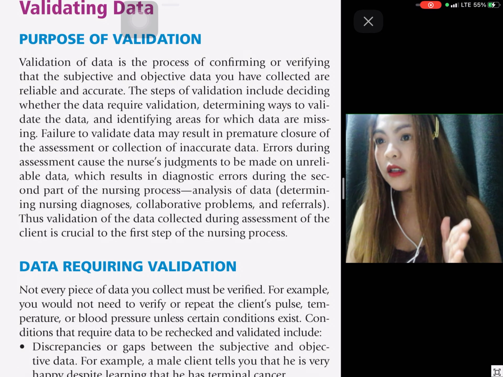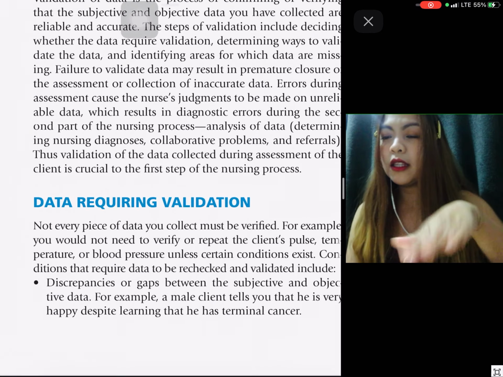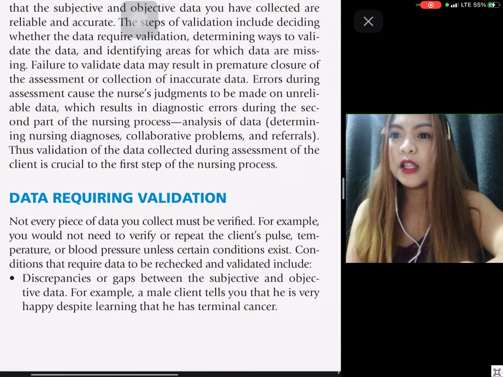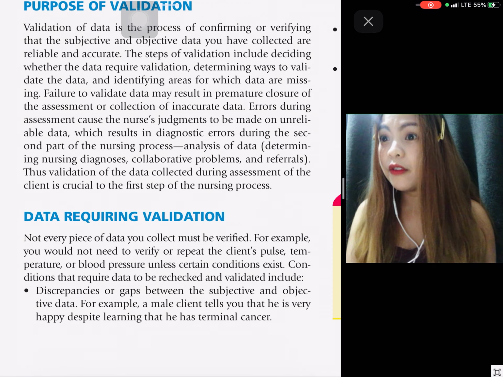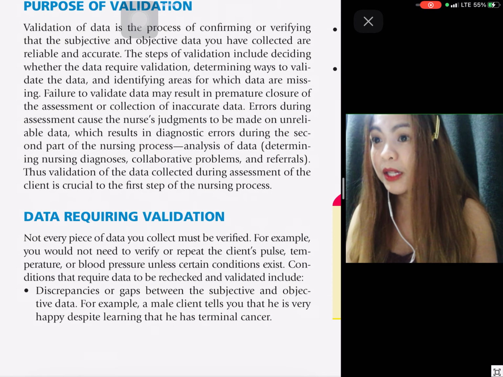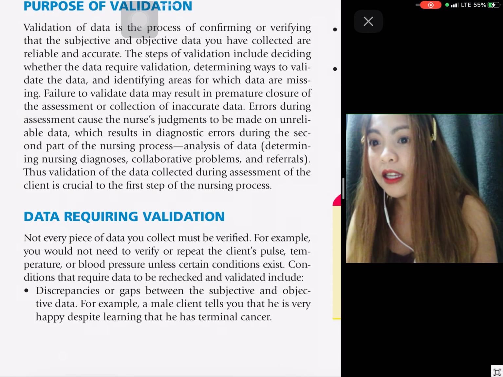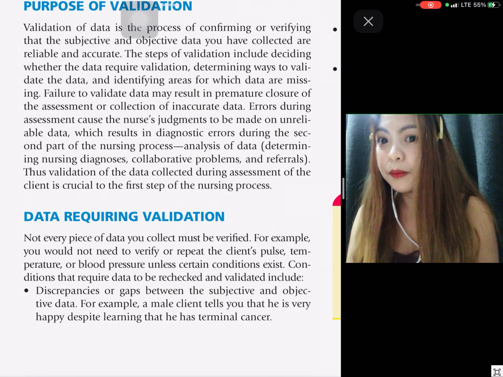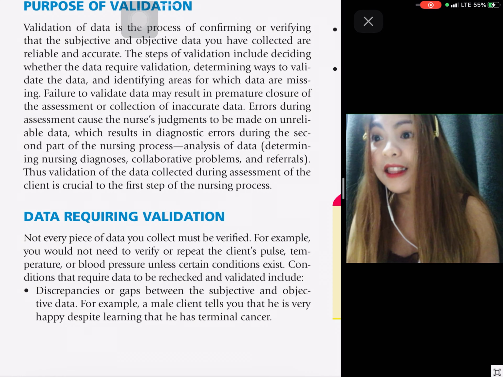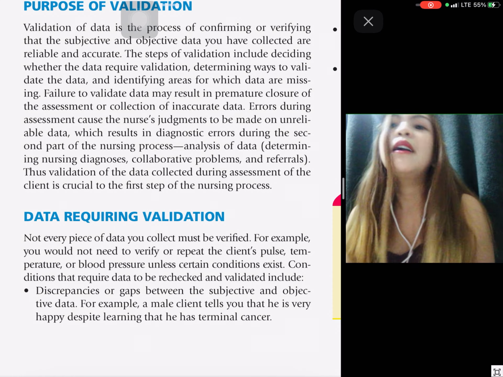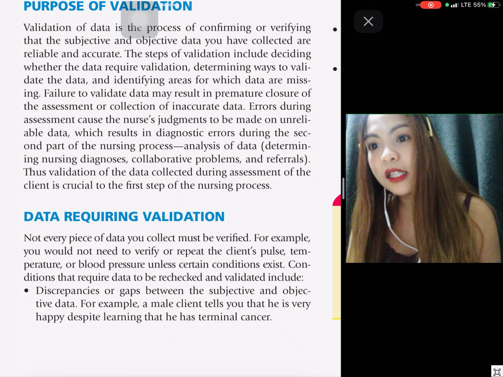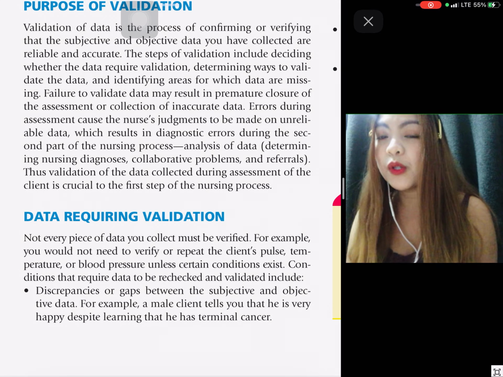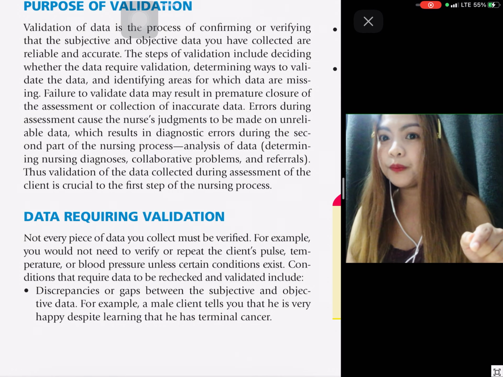So, data requiring validation. Ano ba yung mga data na kailangan natin i-validate? Not every piece of the data you have collected must be verified. Not everything. For example, you would not need to verify or repeat the client's pulse, temperature, or blood pressure unless certain conditions exist. Conditions that require data to be rechecked and validated include the following. Andito sa listahan, yung mga data na kailangan i-validate pa.